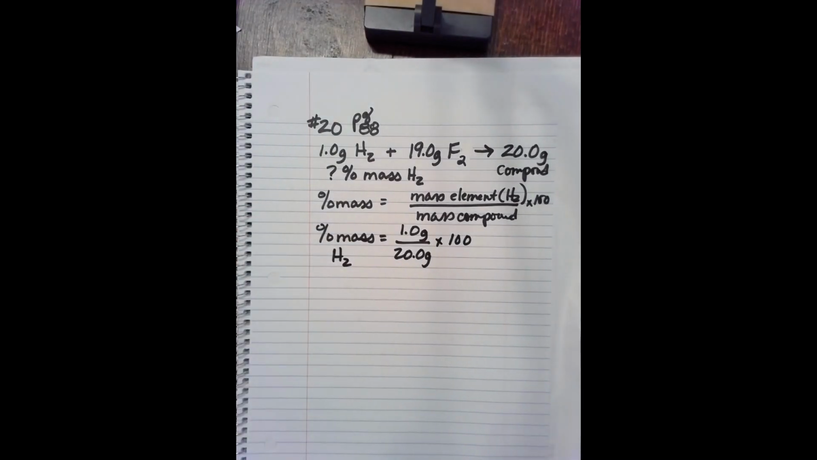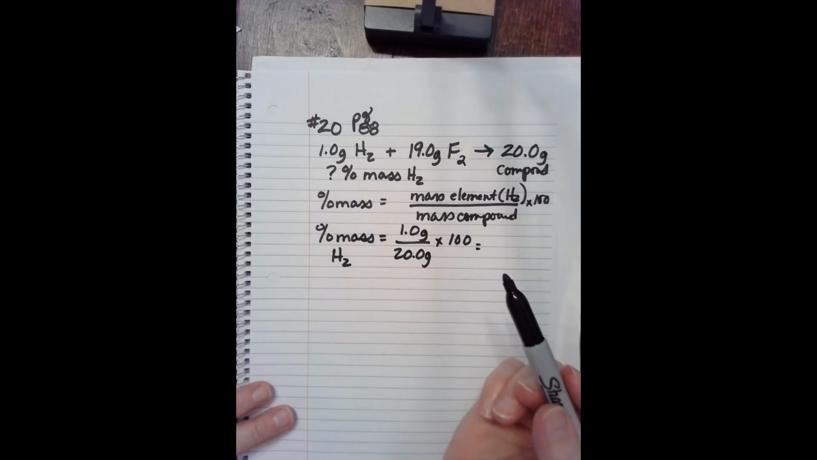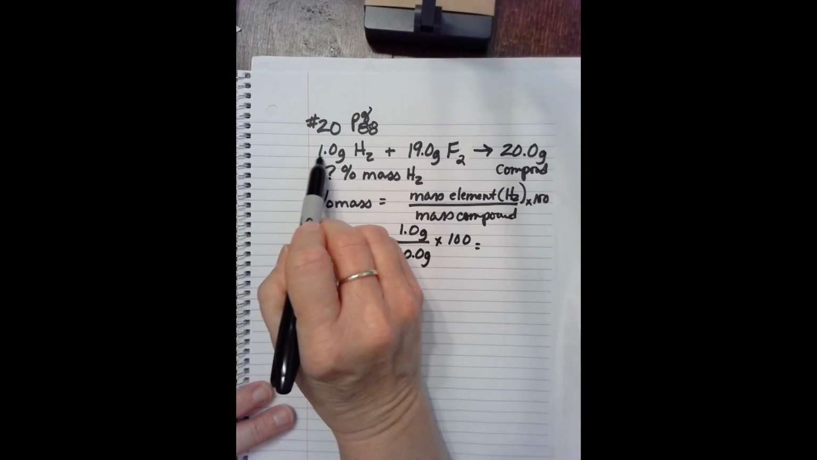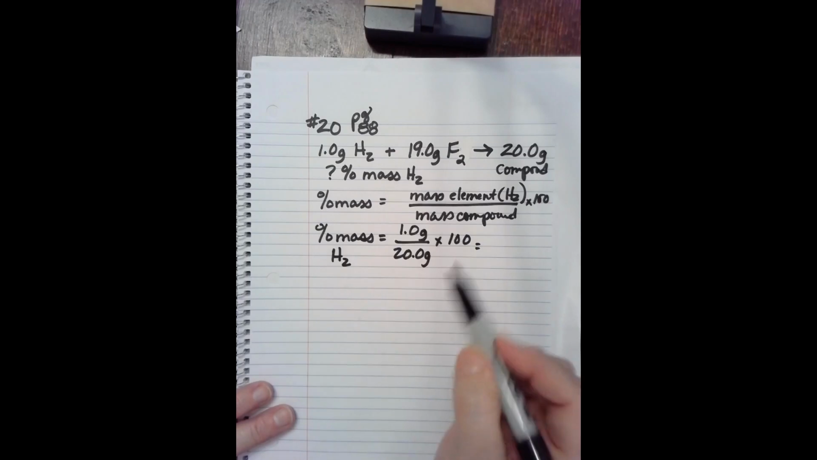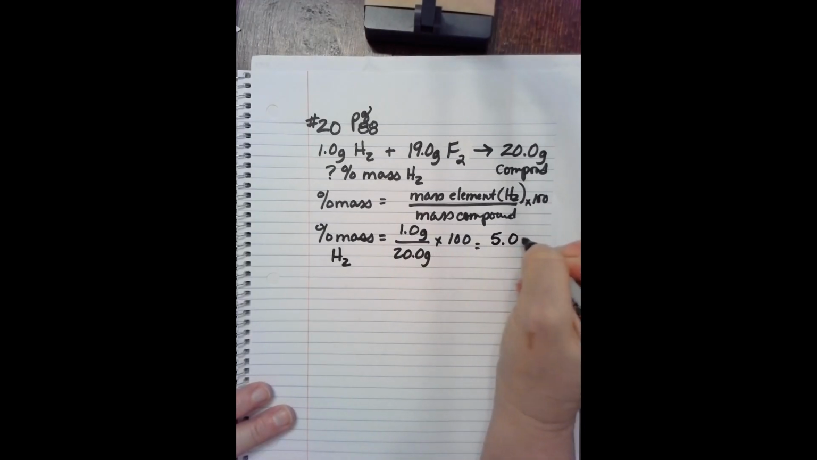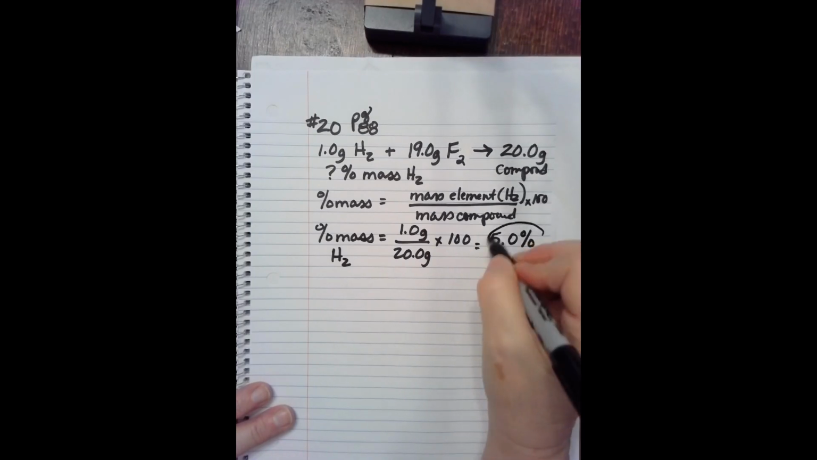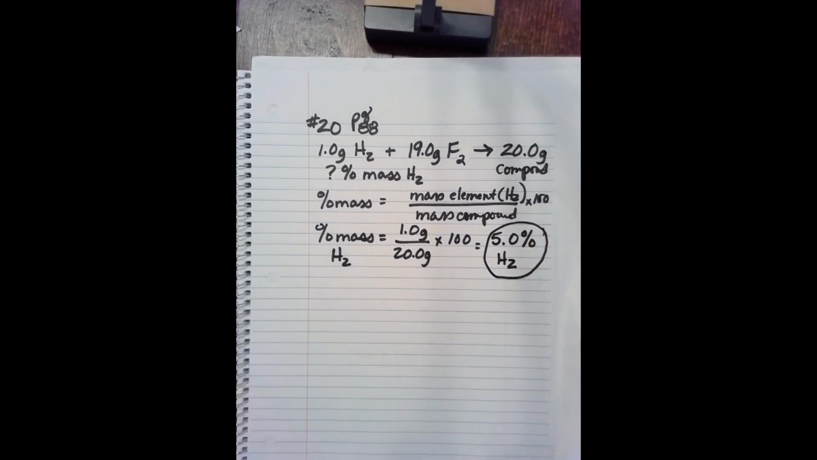So then, without guessing, I'm just going to go to my calculator: 1 divided by 20, times 100. Now you might be tempted to write 5%, but if we look back at our data, we have 2 sig figs, right? So we need to write 5.0% H2. Or hydrogen. If you're not comfortable writing that H2 yet or don't know why you should write H2, that's fine.